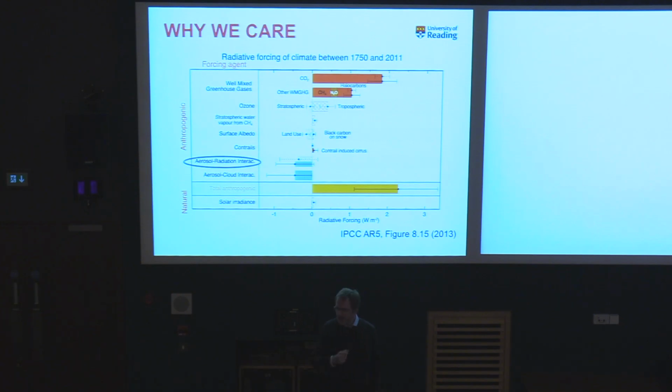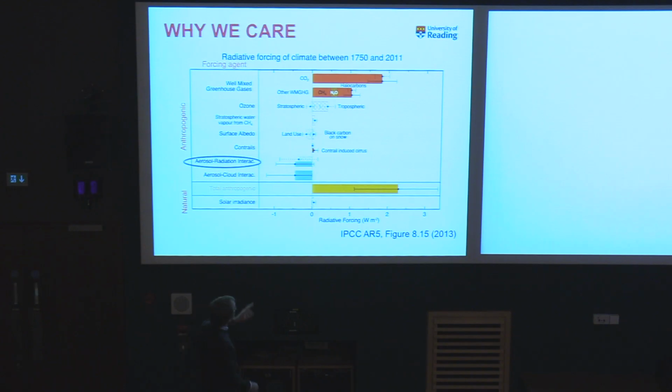Finally, on the climate side, I mentioned radiative forcing. So this is a picture from the latest IPCC assessment report, as you may have seen it already several times, because that's a good summary of the impact of atmospheric composition on radiative forcing. And aerosol radiation interactions are circled there in black. So you see that our best estimate is that aerosols cool the climate, so that's a negative radiative forcing that offsets some of the positive radiative forcing by long-lived greenhouse gases.